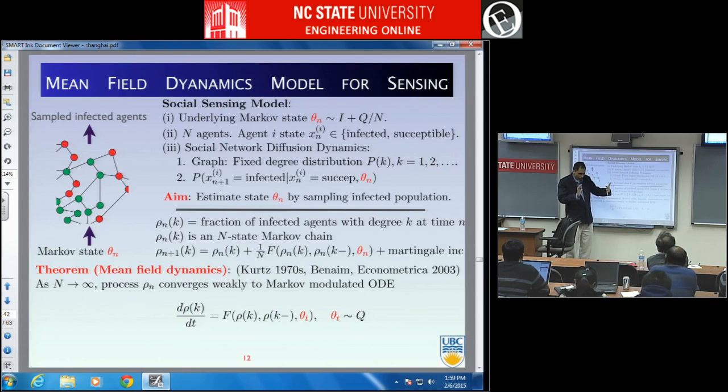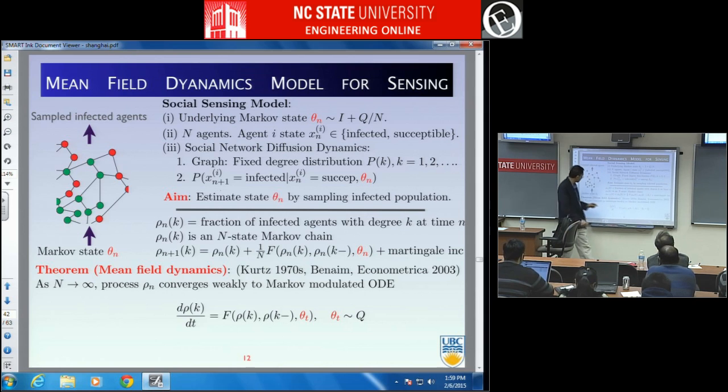a horrible combinatorial object evolving over time and say that asymptotically, as the number of guys goes to infinity, the degree distributions converge in probability, this is called weak convergence, to this ordinary differential equation, which is a much easier animal to analyze.